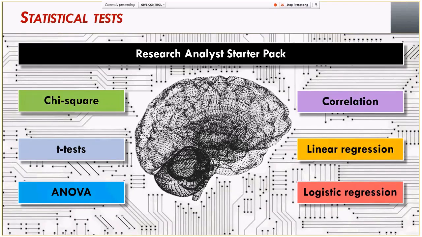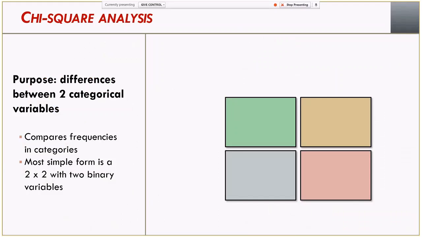So the first analysis that I'll be talking about are the chi-square group of analyses. Chi-square, the main purpose of chi-square is to look at differences between two categorical variables. So you are comparing frequencies within these different categories, and chi-square comes in many different forms, but its most simple form, its most basic form, is known as the 2x2 cross tabulation, or the 2x2 chi-square. This includes two binary variables.